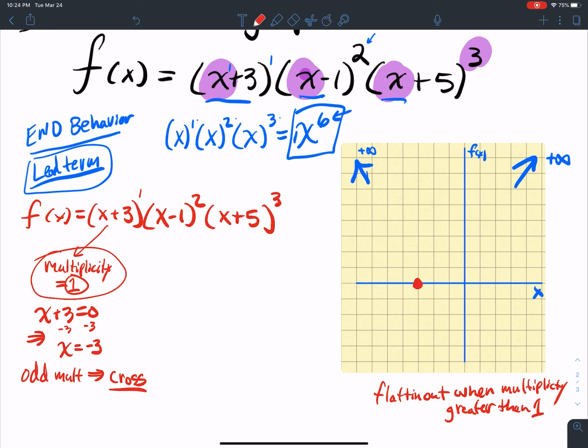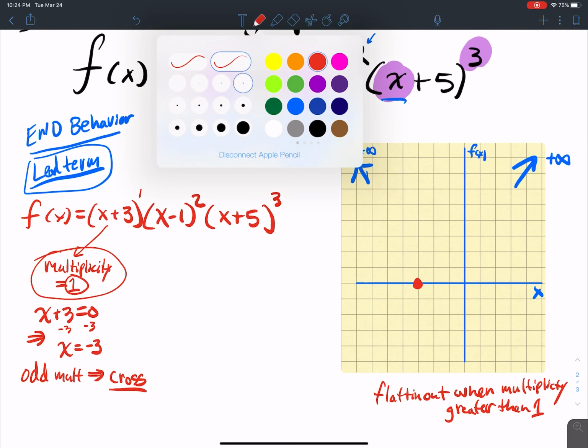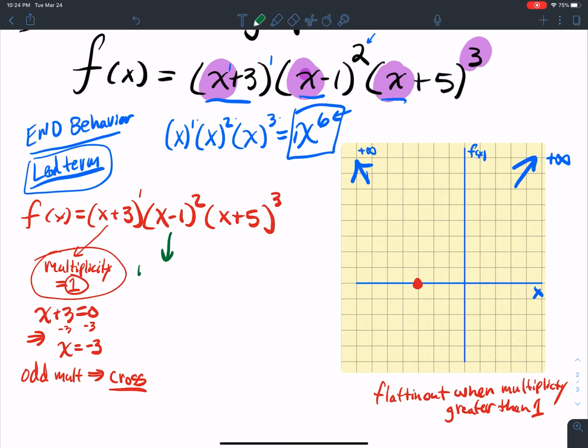Okay, so I don't flatten out for that one. For the next one, I see that I have a multiplicity equal to, well, how many are there? How many copies of x minus 1? There's 2 of them, so the multiplicity is equal to 2. So I take x minus 1, that factor squared equals 0. Solve for x, square root. So I get plus or minus 0, which is still 0. And so to solve, I get x equals 1. So that's another one. So right here is another solution.